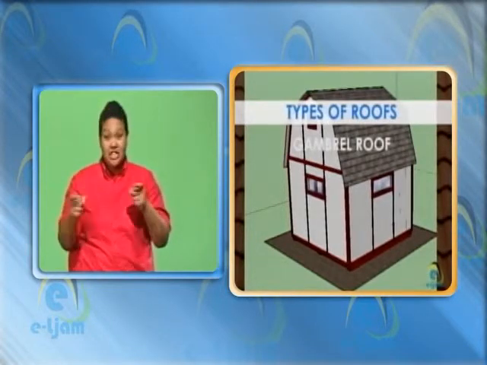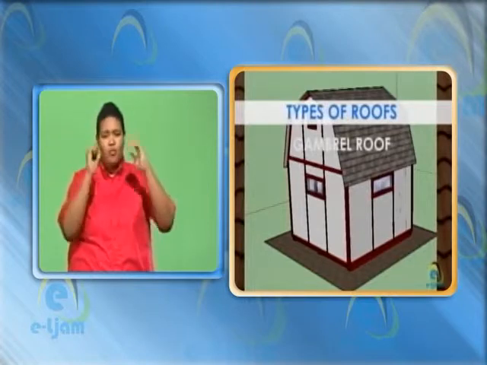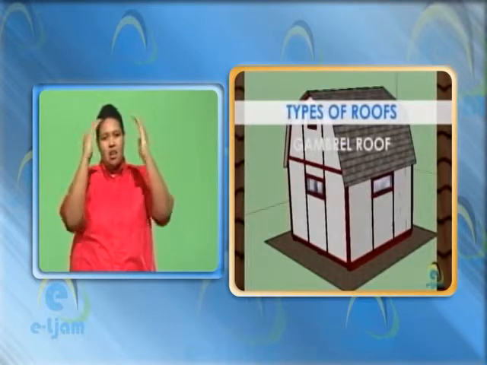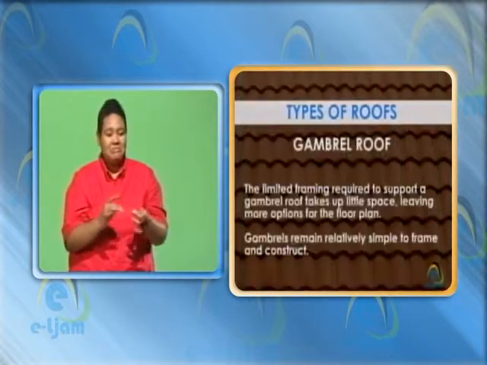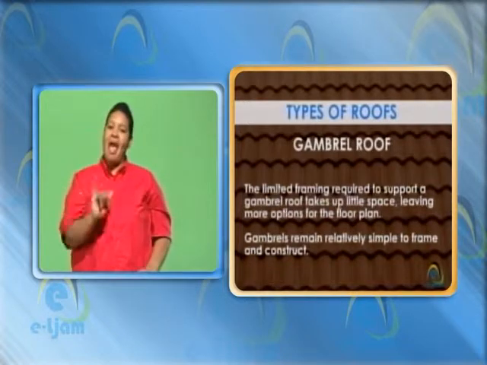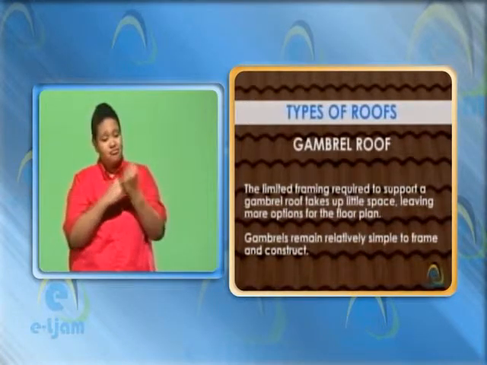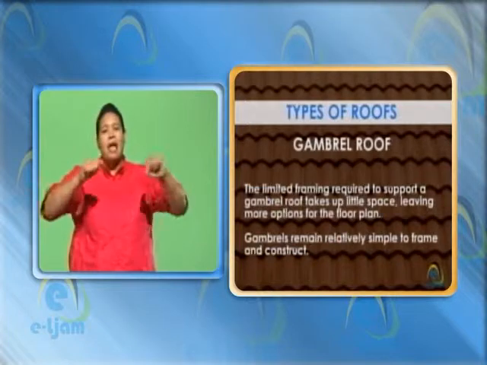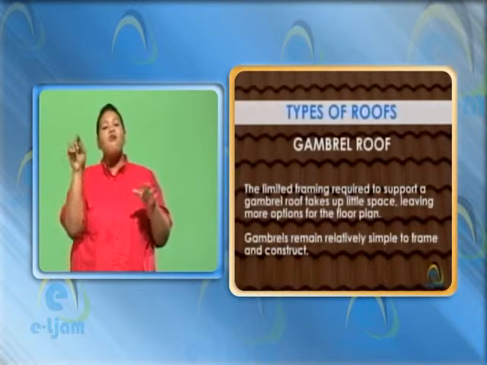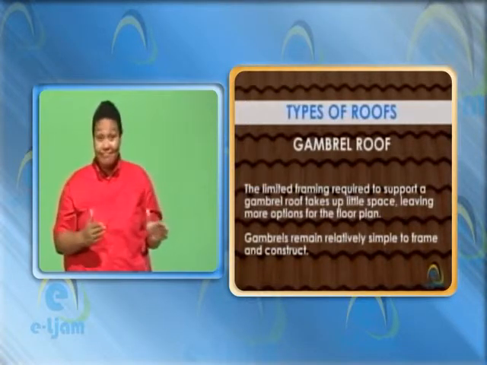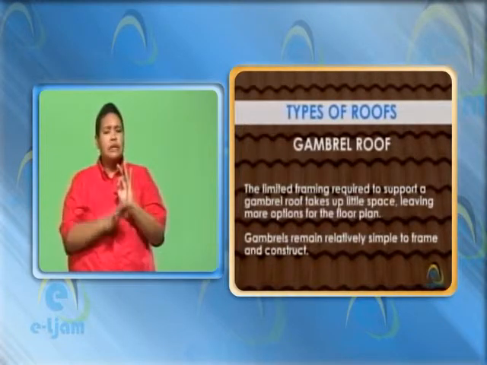The gambrel roof with its two crooked lines offers a statement that is simple but elegant. The limited framing required to support a gambrel roof takes up little space, leaving more options for the floor plan. Gambrels remain relatively simple to frame and construct.